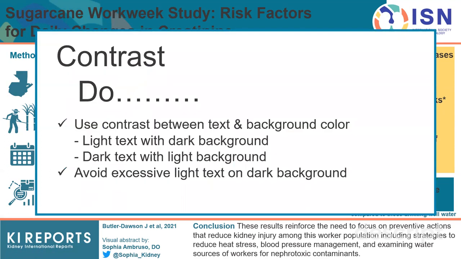And this one's big. So use contrast between your text and your background color, and it really makes it easier for you to read it and easier for your reader to read it. So light text should be with dark background, and make sure that the text is light enough and the background is dark enough. Dark text should be with a light background, and that dark text needs to be dark enough, and that light background needs to be light enough. And also avoid excess light text on dark background. Don't make the entire visual abstract white text with a dark background, because that actually strains the eyes.